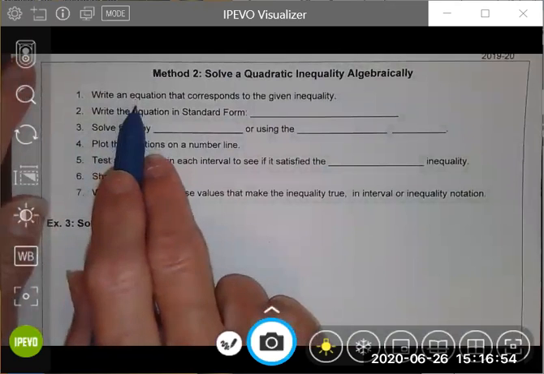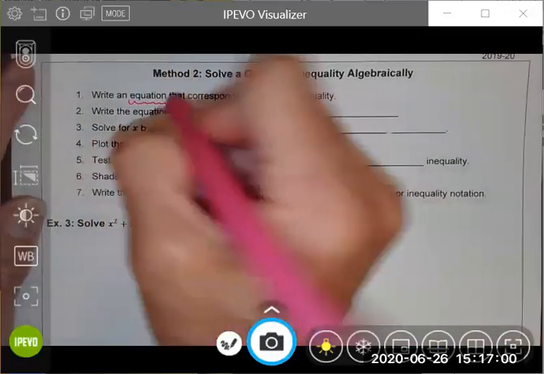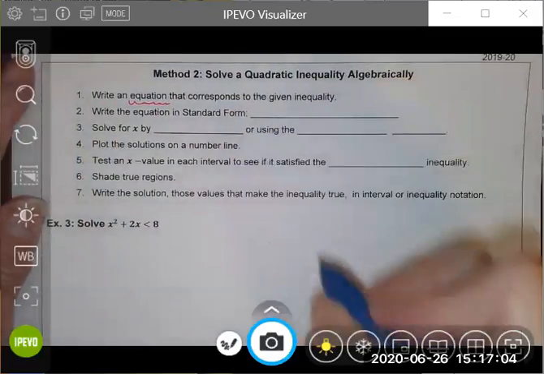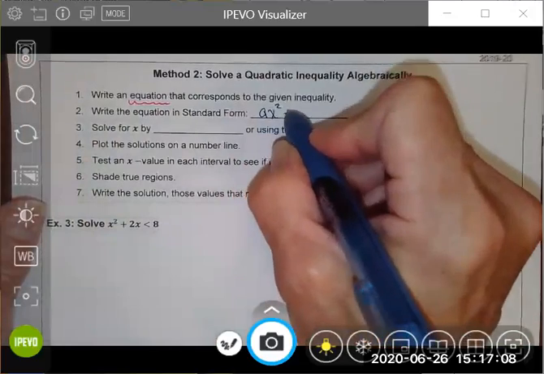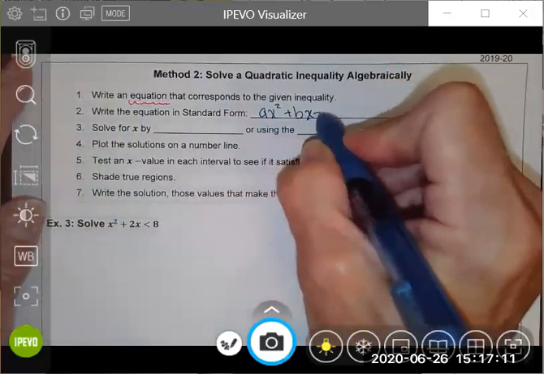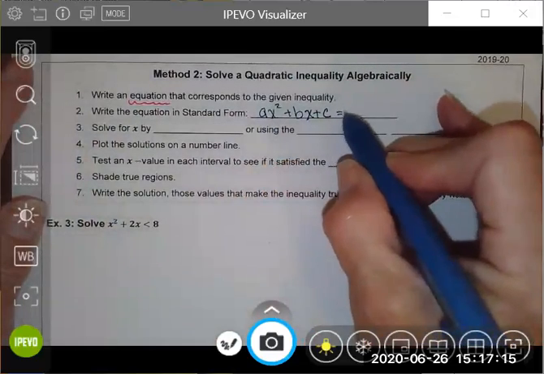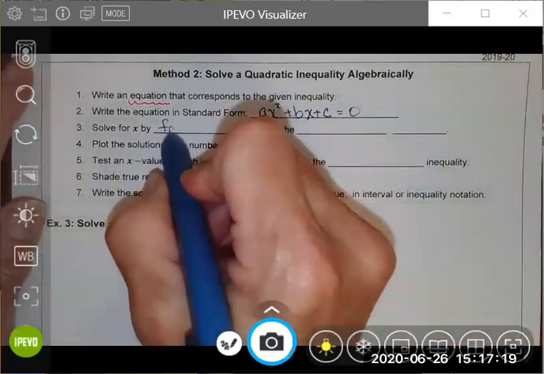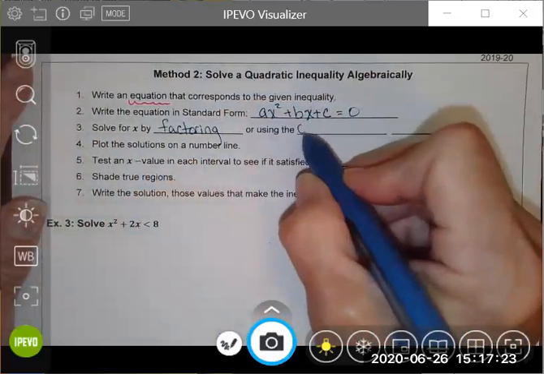The first thing we need to do is write an equation to represent the inequality. So I'm going to underline equation because now we're swapping the inequality symbol for an equal sign, and we're still going to write it in standard form, which, just to remind you, is ax squared plus bx. I feel like this should be ingrained in your brain by now. And we are going to set it equal to 0. Then we are either going to use factoring, or if you feel more comfortable, you can use the quadratic formula.